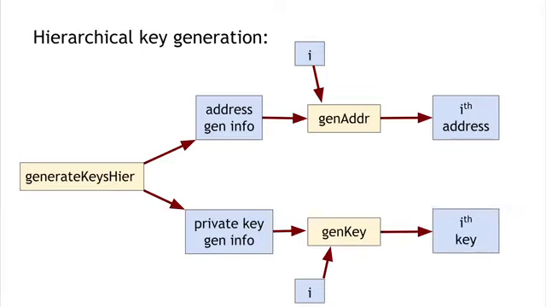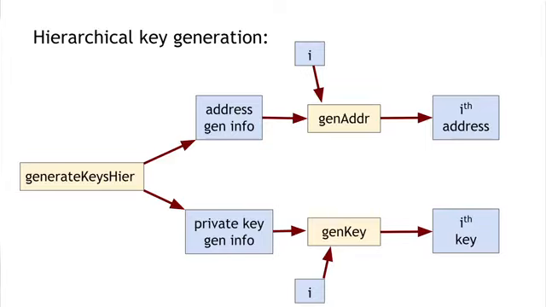Now what makes this useful is that it has two important properties. First, that the ith address and the ith key match up and correspond to each other just as if they were generated the old-fashioned way. And what I mean by that is that a coin that's transferred to the ith address will be spendable and controllable by somebody who knows the ith key. So these behave just like a regular address and a regular key.